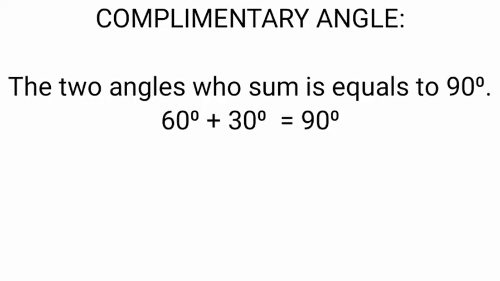Complementary angle. The two angles whose sum is equal to 90 degree are called complementary angles. For example, 60 degree plus 30 degree equals 90 degree. So these angles are called complementary angles, and here 60 is the complement of 30 degree and 30 degree is the complement of 60 degree.